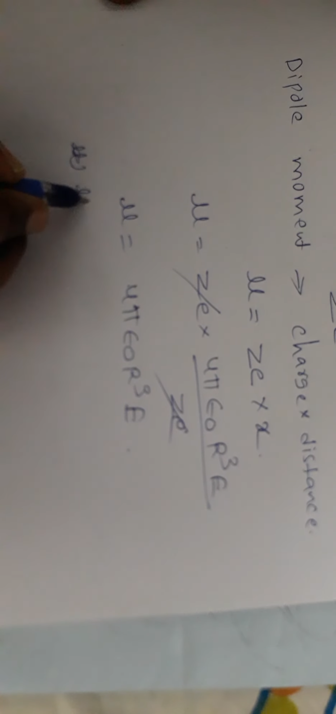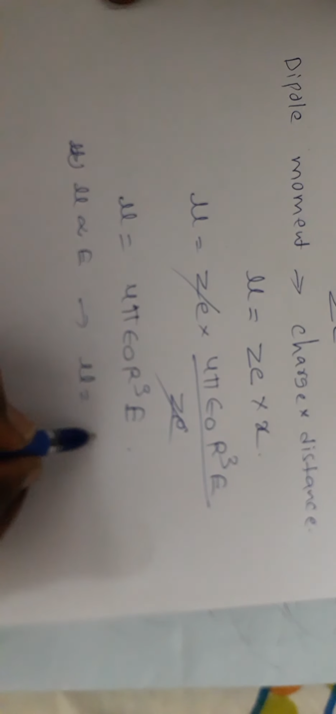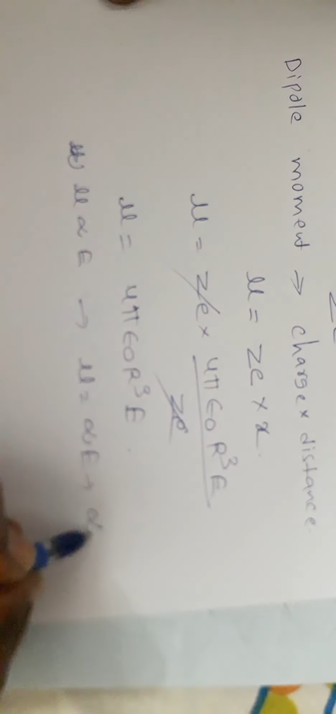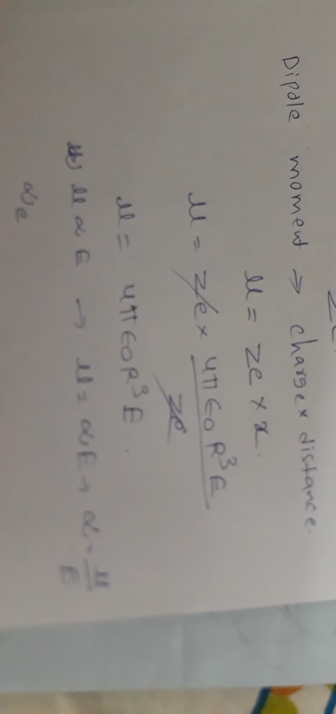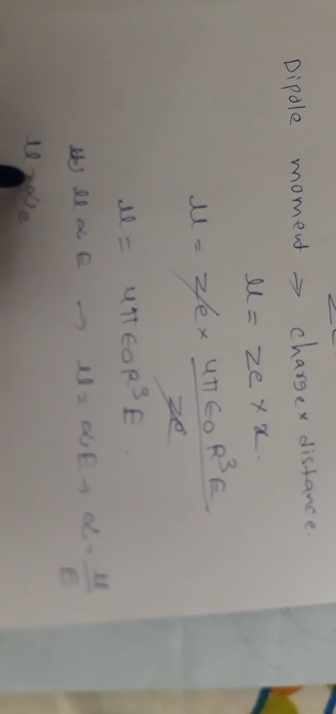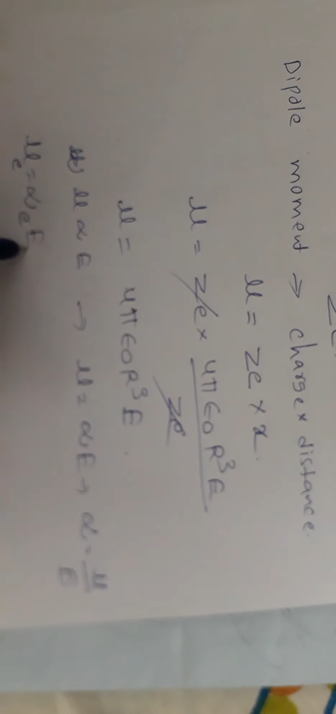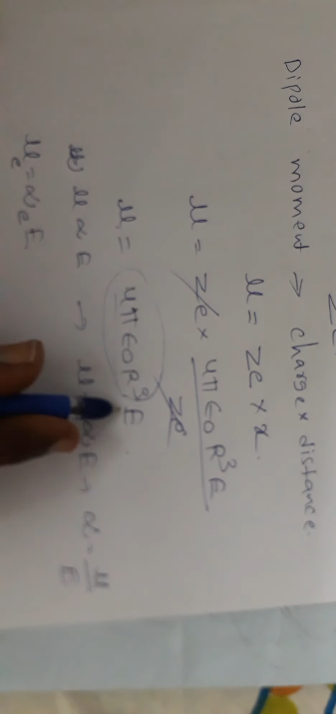Already we know the definition: mu is directly proportional to E. Removing the proportionality constant, we get mu is equal to alpha into E. Alpha is equal to mu by E. Dipole moment per unit electric field is called polarizability. Now we want the electronic polarizability, that is alpha E. So mu equals alpha E into E. Here this total term is nothing but alpha E. So mu is proportional to E.